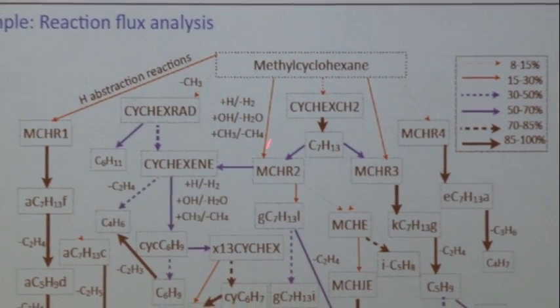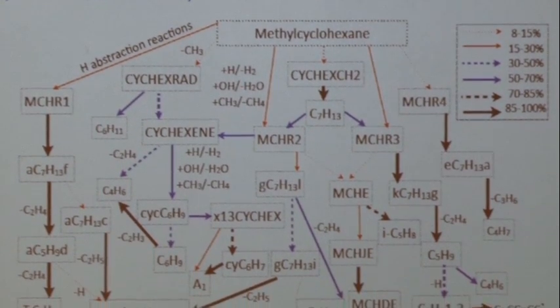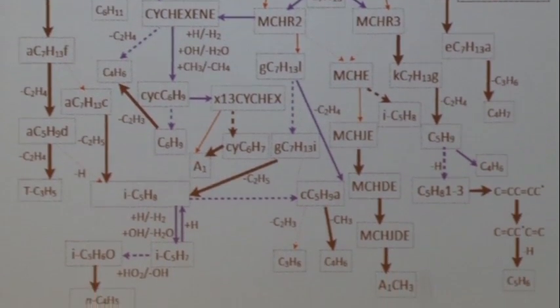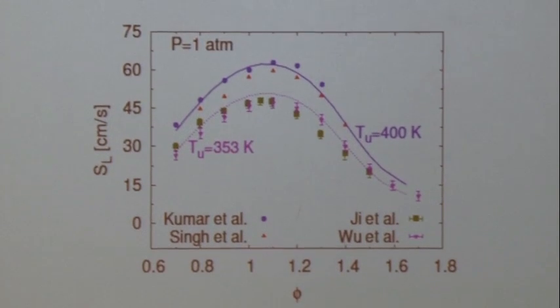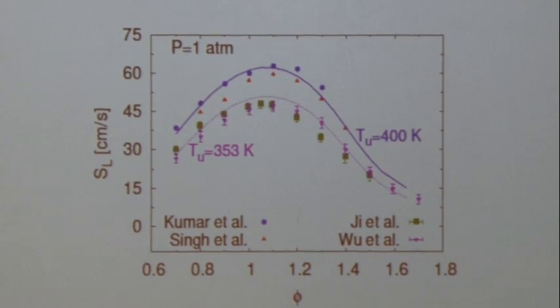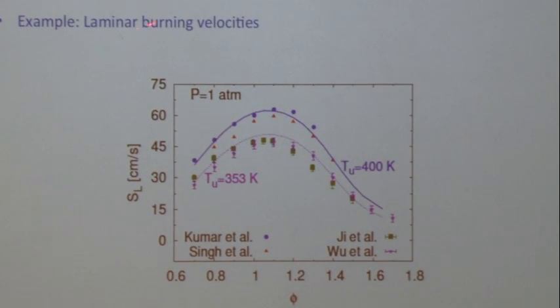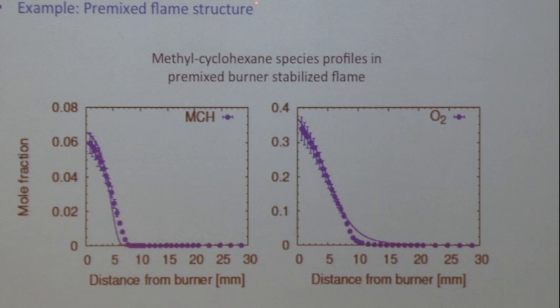So there are many different ways of doing post-processing with this. This graph is not done automatically. The student or the postdoc did this, but the numbers you all get. Then laminar burning velocities, and again here you would say I want to have the burning velocities for these conditions, and then you get these curves computed basically at once. What is this here? I don't even remember what the fuel is here. Okay, and this is a premixed flame structure. These are burner stabilized premixed flames like we talked about. You see here mole fraction. Here again is methyl cyclohexane. This is O2 again, compared with the experiments.